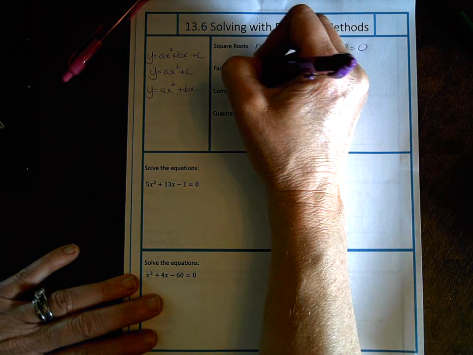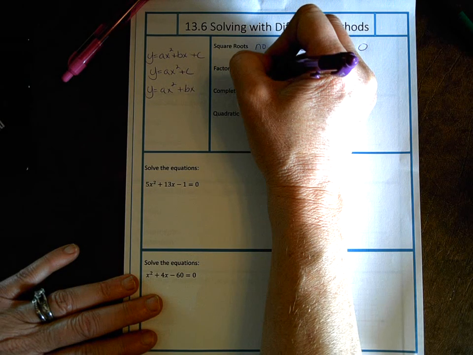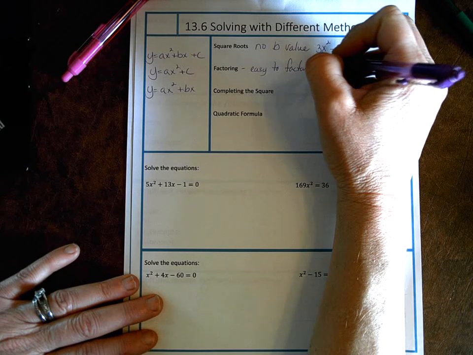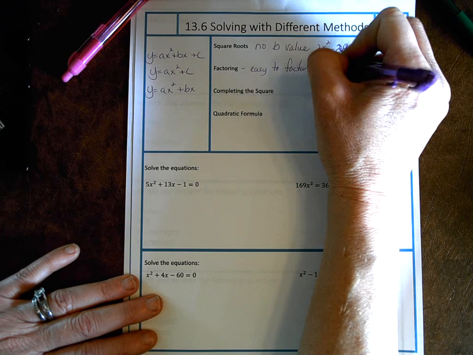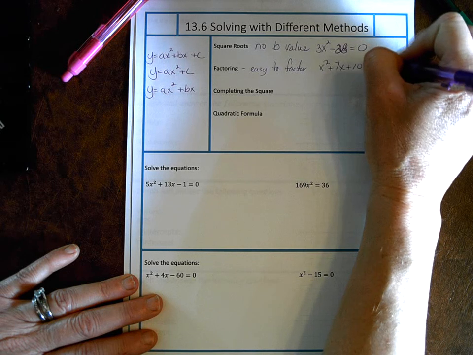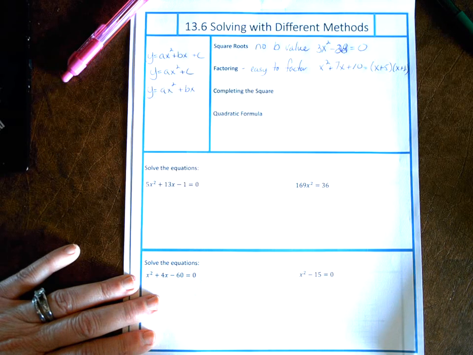Factoring, you want to do this anytime you see it's easy to factor. So like an easy to factor question would be something like x squared plus 7x plus 10, when you know the two values are 5 and 2. Why do a different method when you can factor?